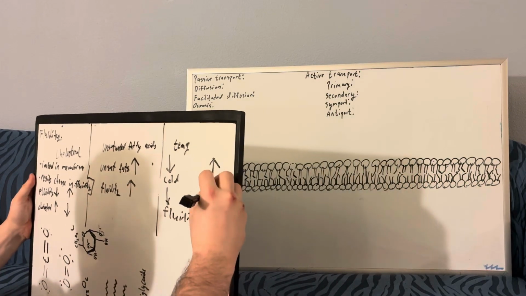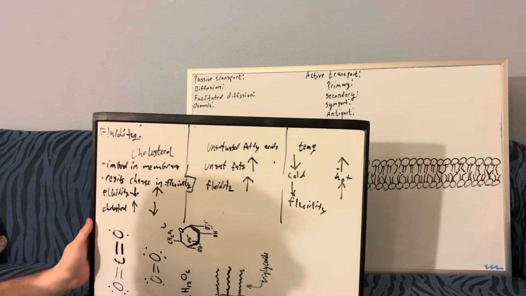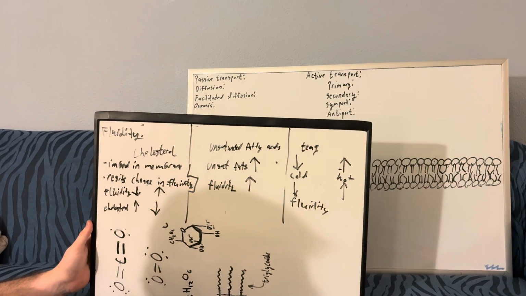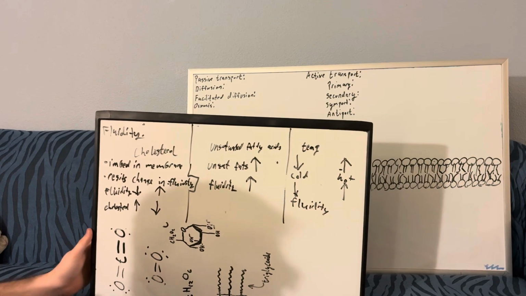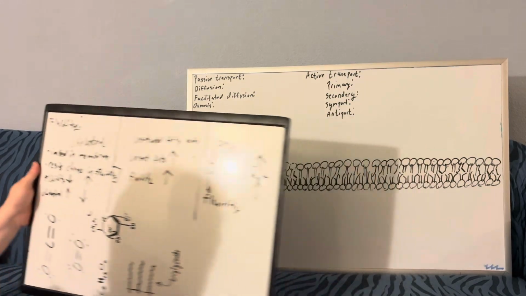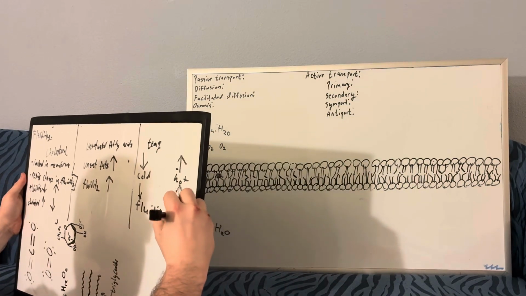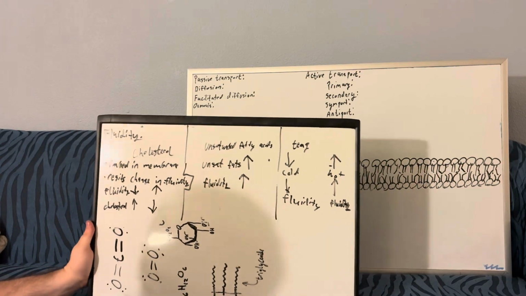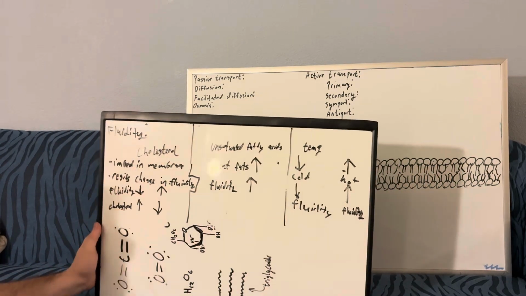Inversely to that, when it's super hot out, your muscles are ready to go more. Your muscles are warmed up, kind of. So that's going to increase fluidity. It's going to mean that those phospholipids can move around faster. All right, so that's fluidity.